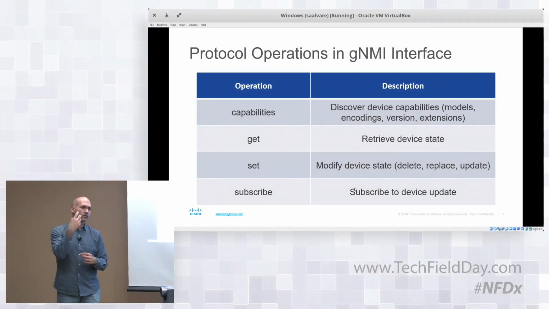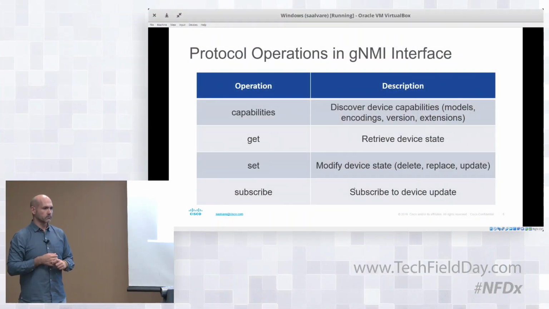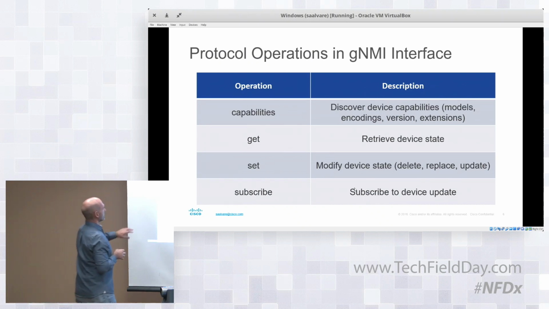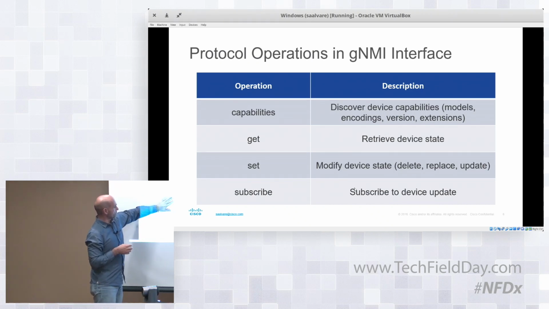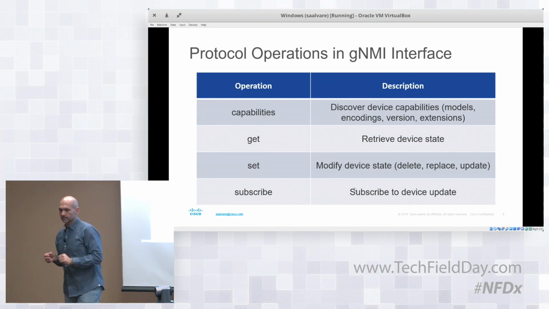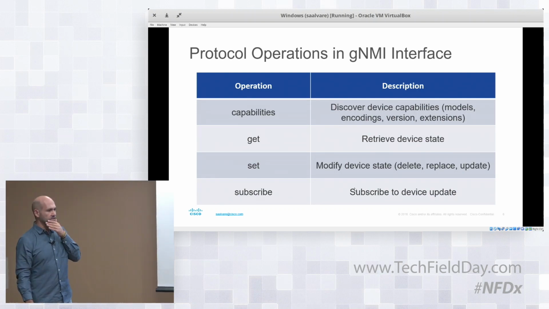So again, capabilities allows that client software to discover capabilities of the device. Get is going to read either configuration from the box or read operational data. Set is going to reconfigure. You can only write or delete configuration. And subscribe is the mechanism to start streaming data back to a collector, okay? So these two are more related to configuration management, this one to the telemetry piece. Okay? Any questions on this so far?